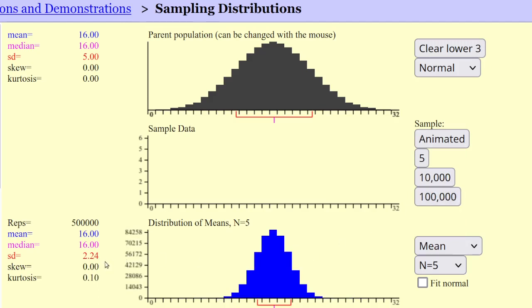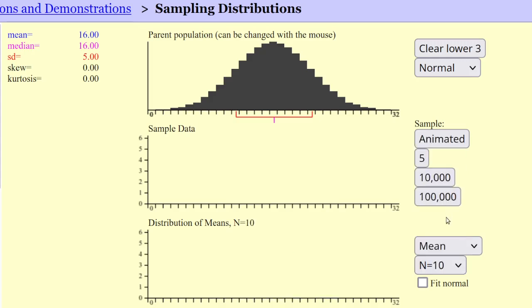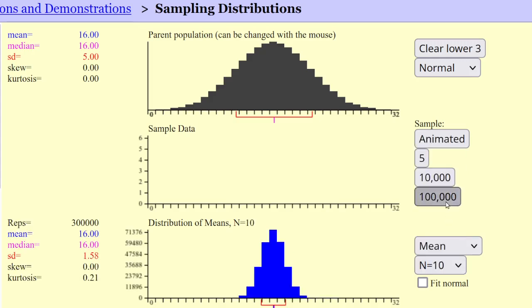Here's 500,000 sample means with size n equals 5 from our sample, and our standard deviation is smaller. And what you'll notice is that if we change our sample size to 10, and we do maybe 500,000 of these again, we still are getting the right mean, but our standard deviation keeps getting smaller for this sampling distribution. So why might that be?